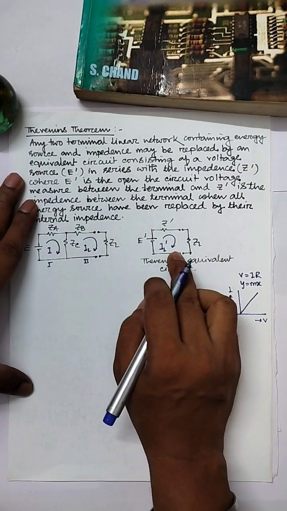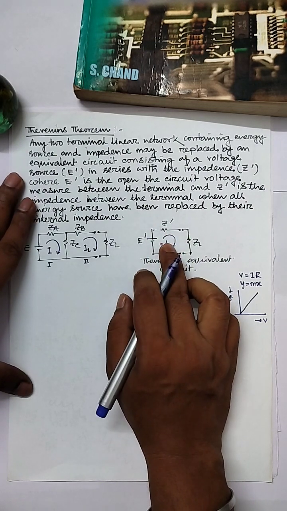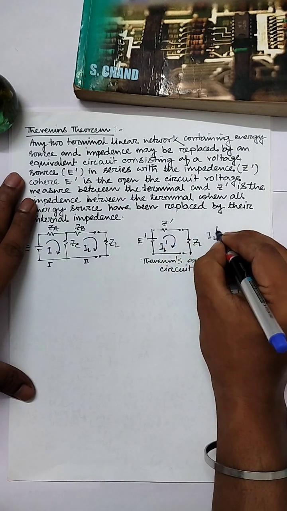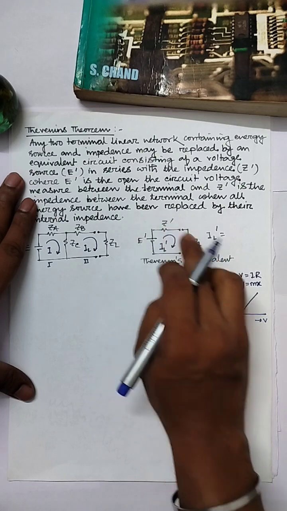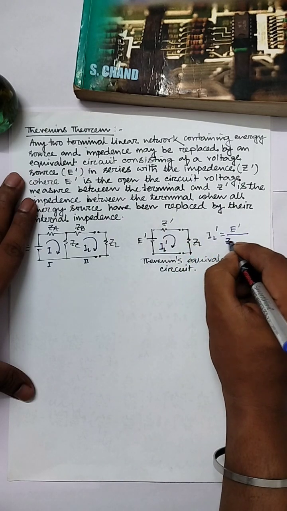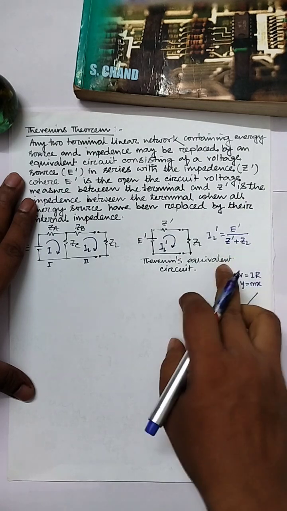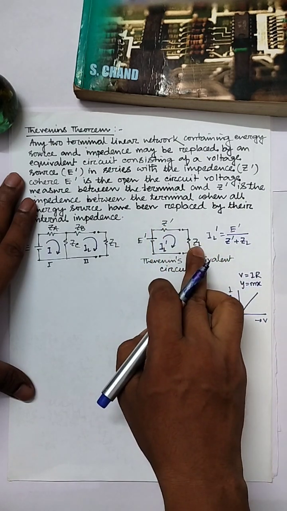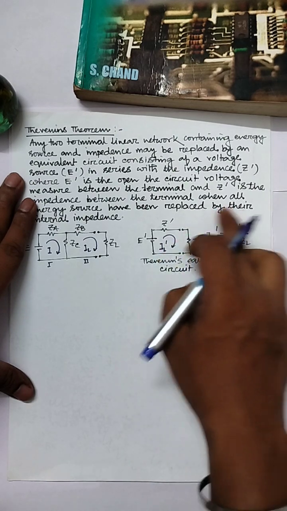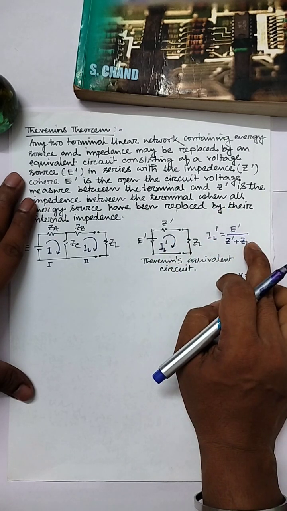From this Thevenin equivalent circuit, we can find that IL dash equals E dash divided by Z dash plus ZL, where Z dash and ZL are in series. By using this formula, we can calculate the current flowing through the load resistance for any numerical problem.